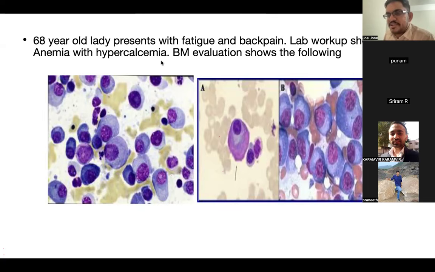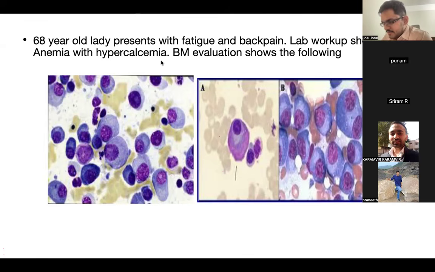Okay, how will you manage this? Suppose a patient comes to you diagnosed with myeloma, serum creatinine is 8.8, and you have looked at the light chain, it is 8,000. Kappa light chain value is 8,000, ratio is around 300. How will you manage this patient?